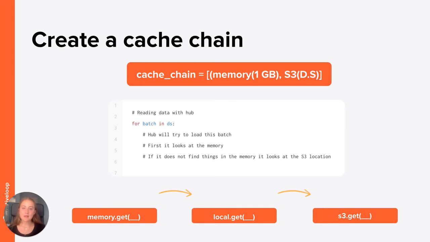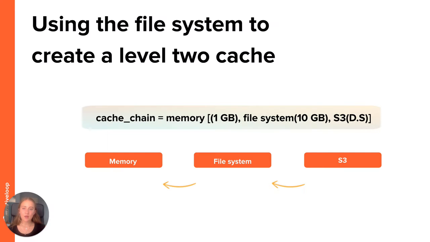In both places, it is calling the cache_chain method. First, it calls the memory.get method, and if it does not find it there, it tries to find it in S3. And this is a good pattern, but we can use this cache chain in a much nicer way as well. We can use the file system as well to give us a level 2 cache, and this is similar to how laptops and computers work right now.